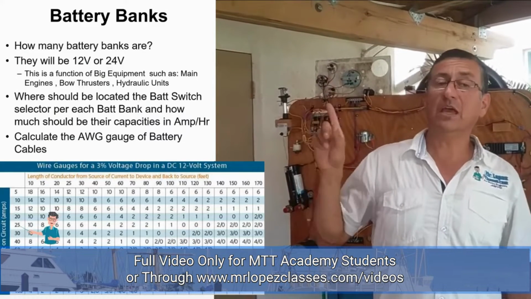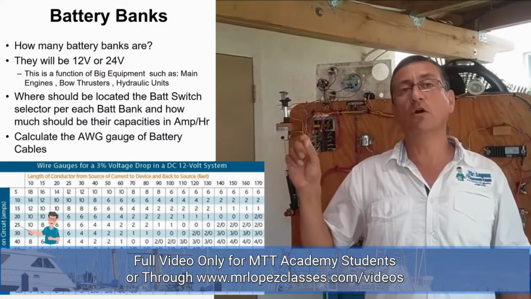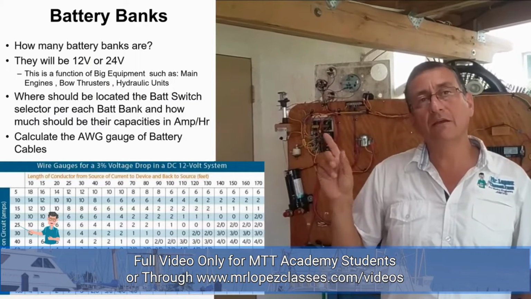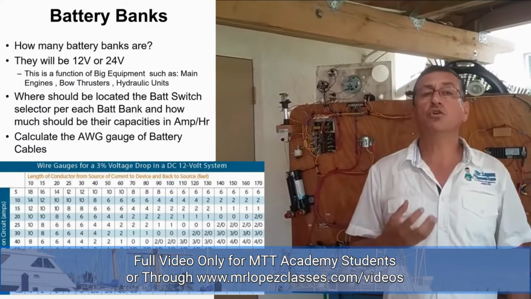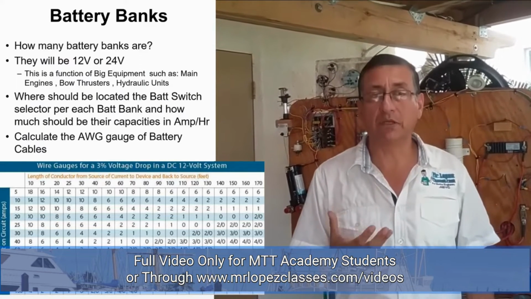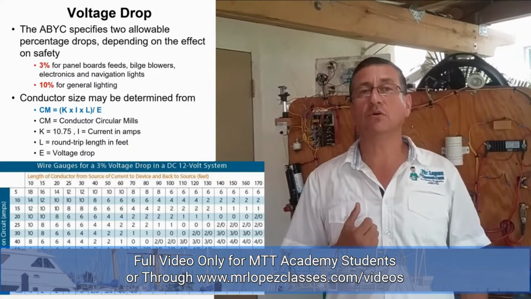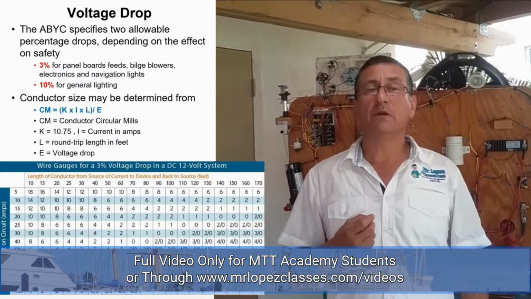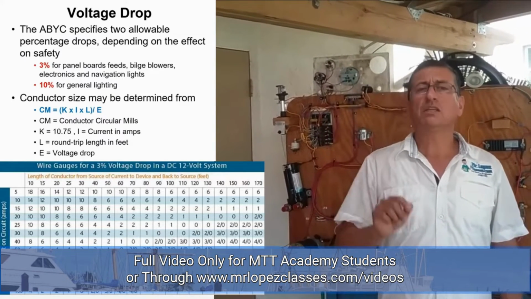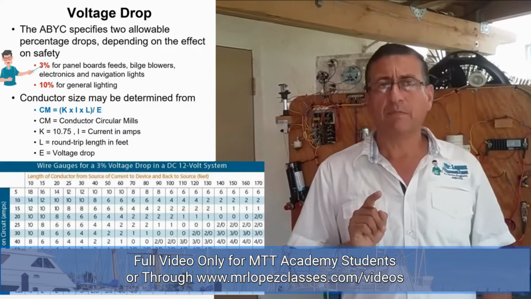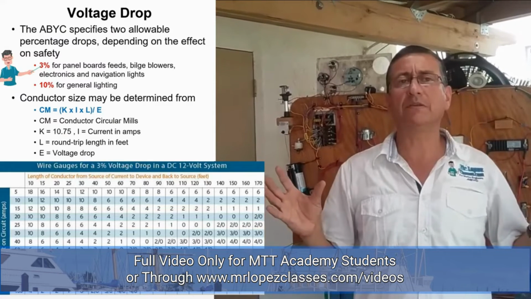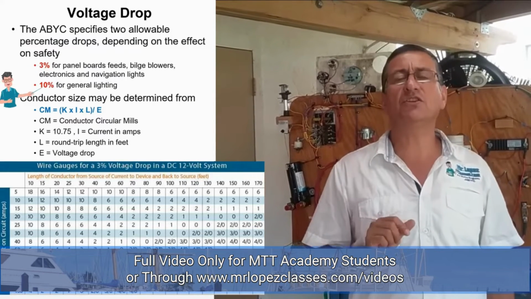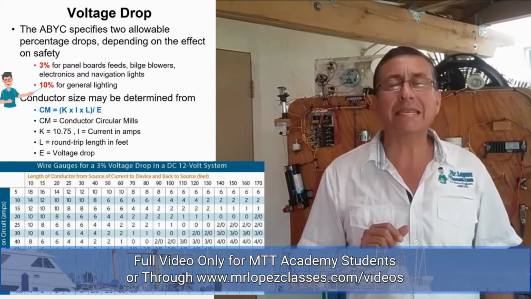You have one table like this for 12 volts, and another table like this for 24 volts. It also depends on how much the voltage drop will be, which I explained in the previous episode. According with the voltage drop, remember you have 2 options: 3% voltage drop for general equipment, blowers, and 10% voltage drop for lighting.